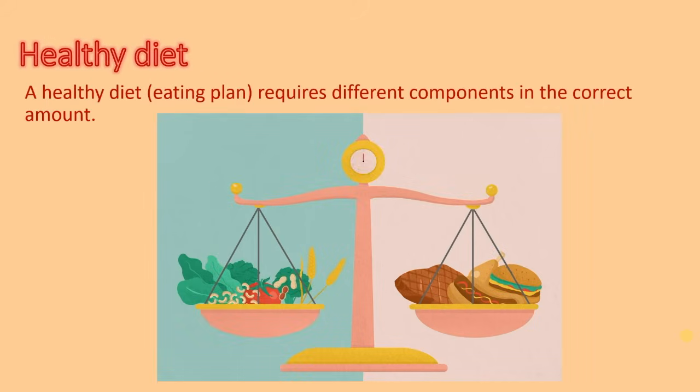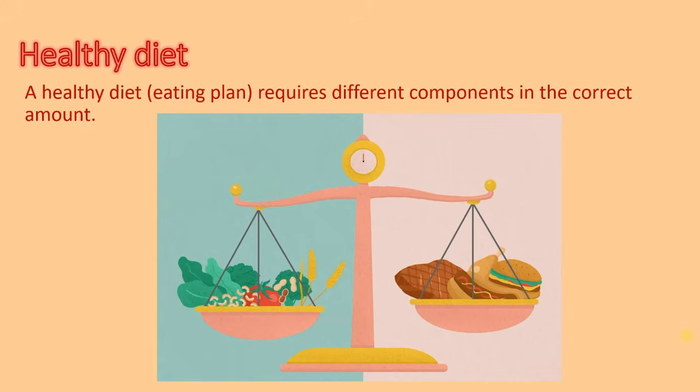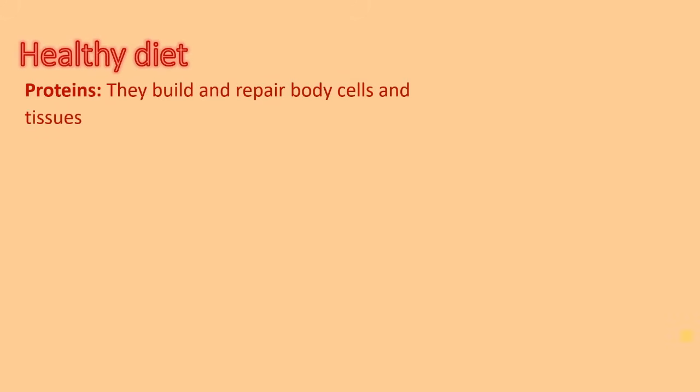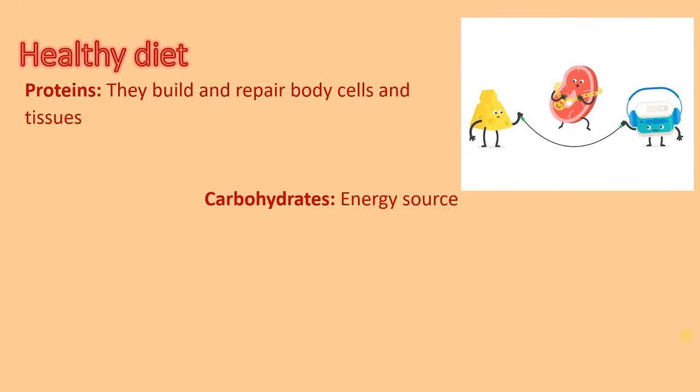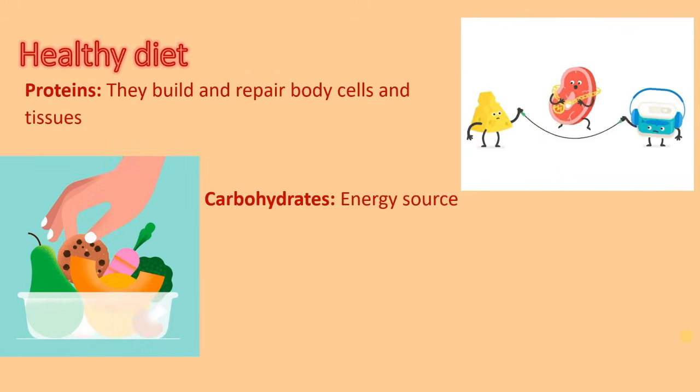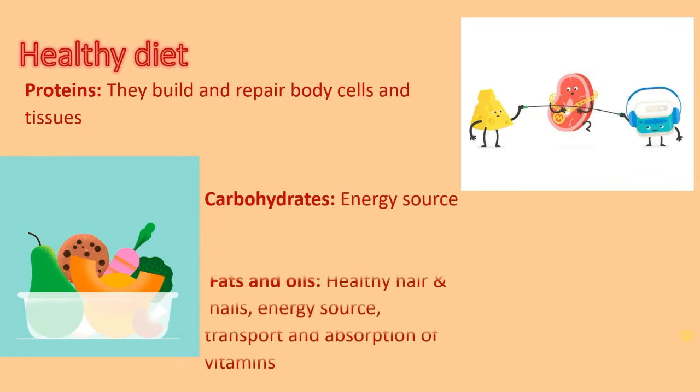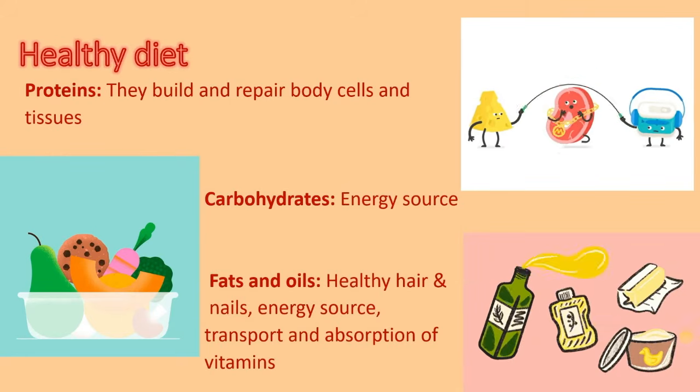So let's have a look at what is a healthy diet. A healthy diet is the requirement of different food components, but in a specific amount, not too much or too little of a certain food group. The first food group is proteins, and they build and repair body cells and tissues, things like muscles. Then we have carbohydrates, which is a very good source of energy. These can be fruits, vegetables, and carbs.